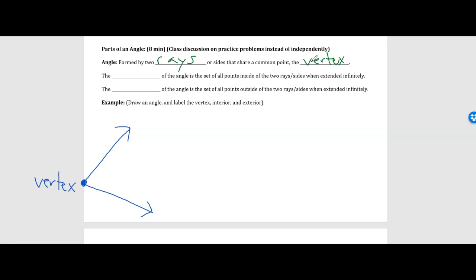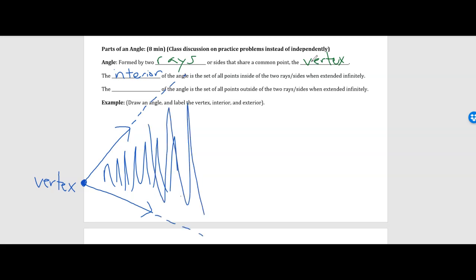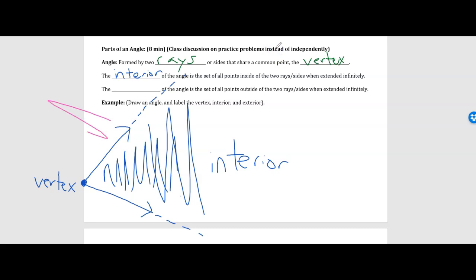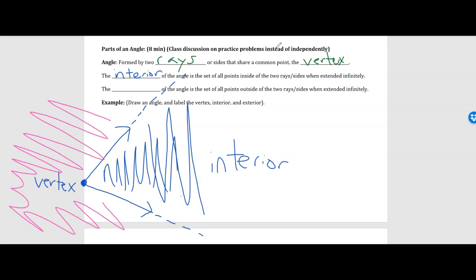The exterior, we'll go with the interior first. The interior of the angle is the set of all points inside of the two rays or sides when extended indefinitely. So all this area right here, and again, these are rays, so they technically keep going. So all this area would be the interior. All the other area, all this area on the outside of the angle, that would be the exterior.